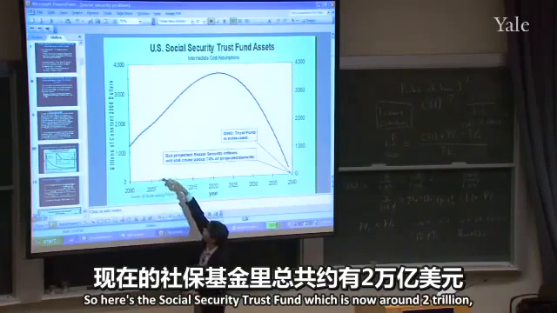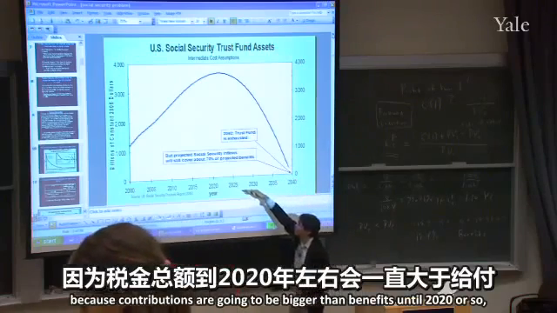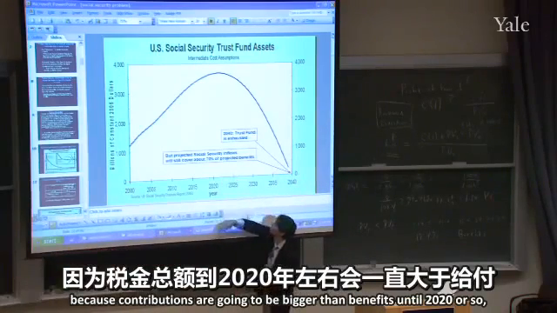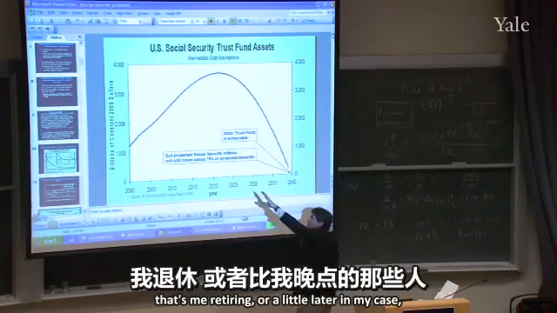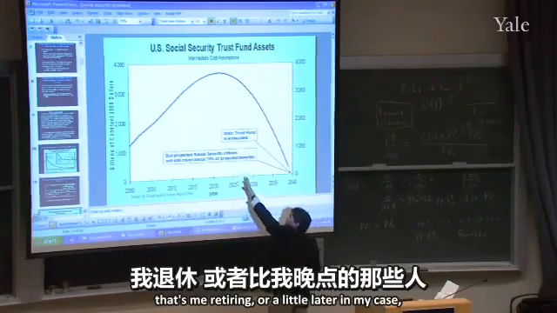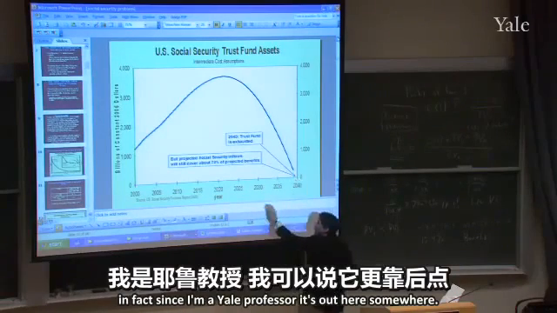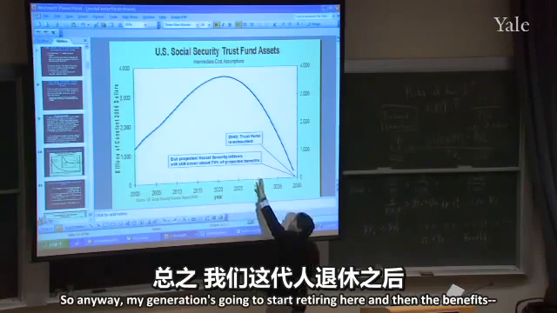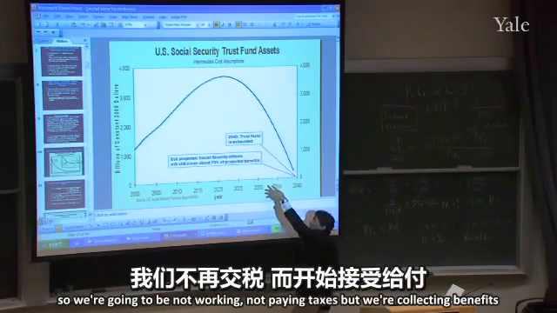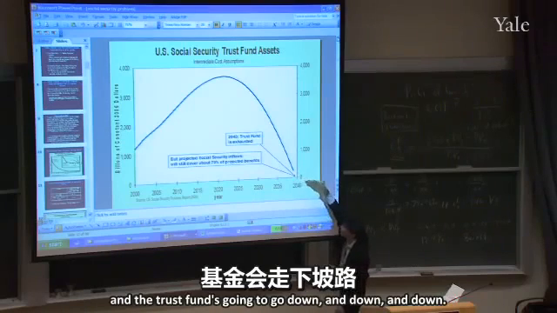So here's the Social Security Trust Fund, which is now around $2 trillion, which is going to keep growing because contributions are going to be bigger than benefits until 2020 or so. And at that point, that's the baby boom generation. That's me retiring, or a little later in my case. But anyway, the baby boom generation, in fact, since I'm a Yale professor, it's out here somewhere. Anyway, my generation's going to start retiring here. And we're going to be not working, not paying taxes, but collecting benefits. And there are so many of us that the benefits are going to be more than the taxes. And the trust fund's going to go down and down and down.